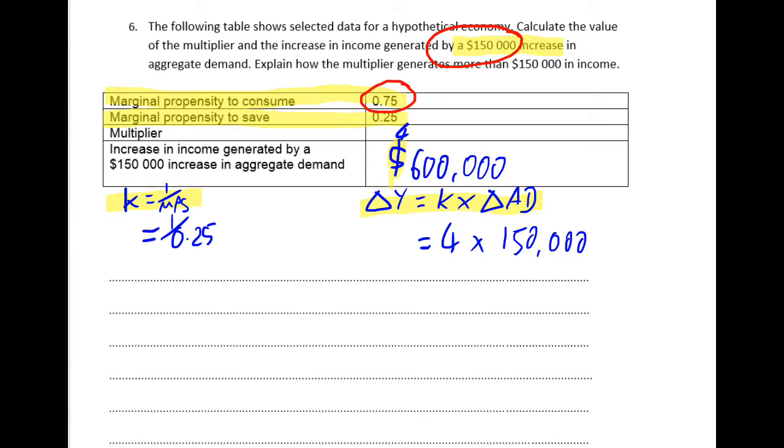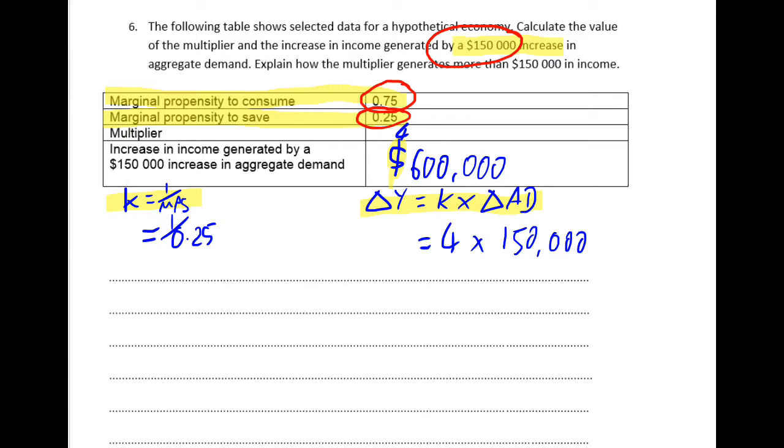And you might think about that as a builder who receives additional money from the government for a stimulus program, goes and spends some of that income on their local cafes, supermarkets, what have you, and all those businesses will save a proportion, 0.25, and spend 0.75. Okay, so it gets respent, and that's how the multiplier generates more than the $150,000.